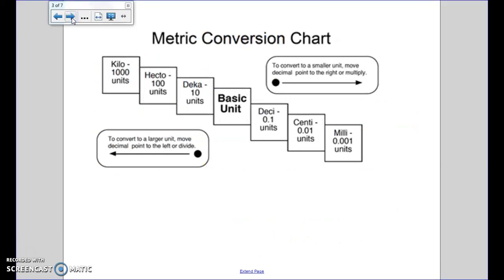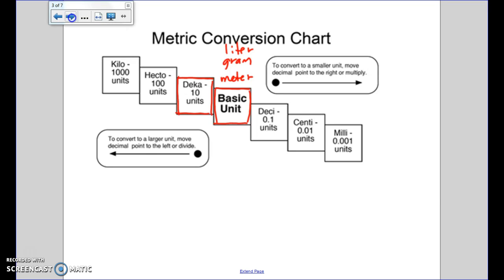All right, now you have a chart on your paper there, and this is the metric conversion chart. Like I said before, the basic unit is just the meter or gram or liter. That's the second part of the word. And then they get smaller to the right and bigger to the left. I like explaining it from this side first: 10 of the base units make 1 deca-unit, and 10 of the deca-units make 1 hecto-unit, and 10 of the hecto-units make 1 kilo-unit.